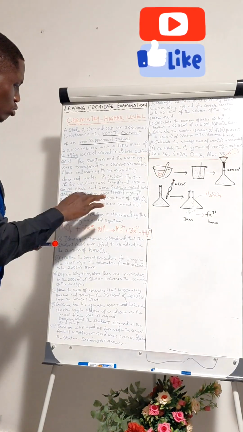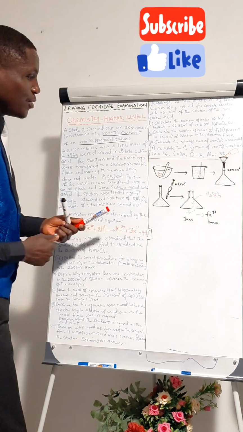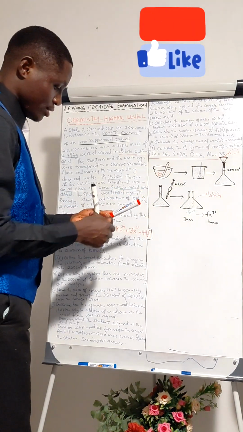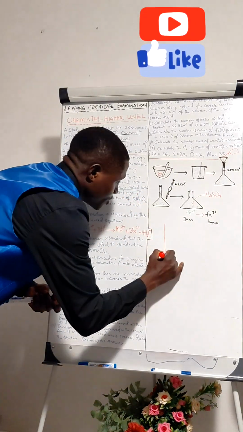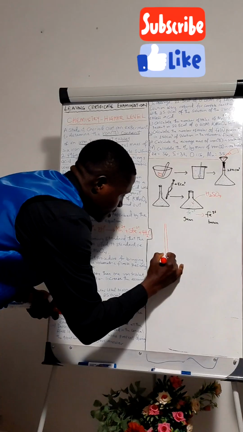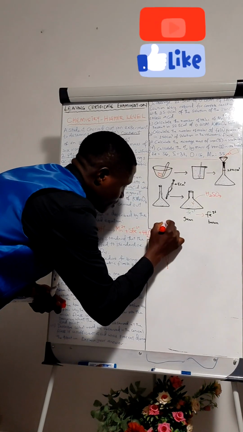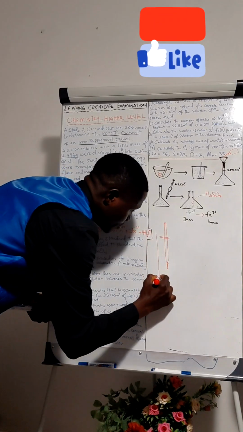So now the solution was titrated against a standardized solution. Now this is where the titration comes in, the word titration. So I would quickly like to draw the titration process. This is a burette. Now it is clamped. Definitely it's going to be clamped.